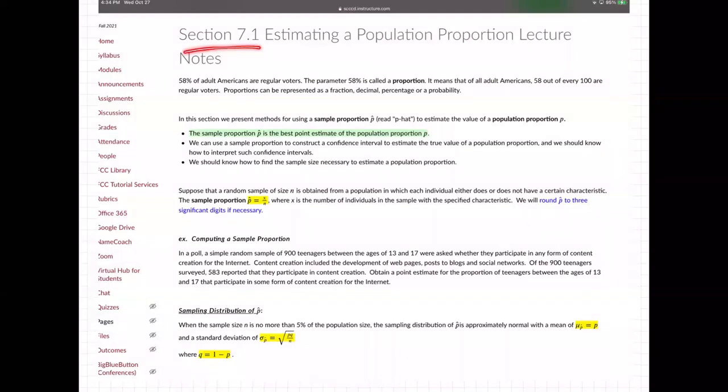Okay, we're in section 7.1. We're estimating a population proportion. Okay, let's look at the first example. 58% of adult Americans are regular voters. The parameter 58% is called a proportion. It means that of all adult Americans, 58 out of every 100 are regular voters. Proportions can be represented as fractions, decimal percentage, or probability.